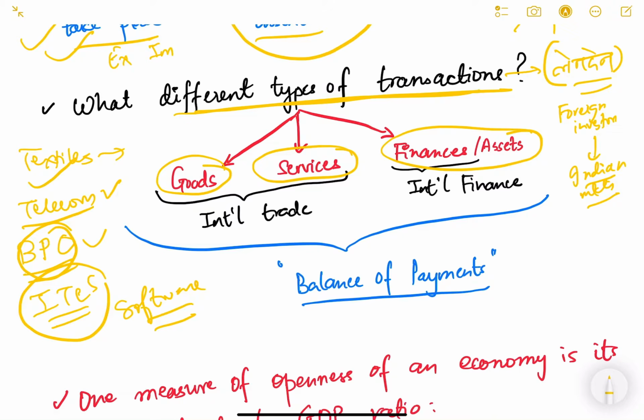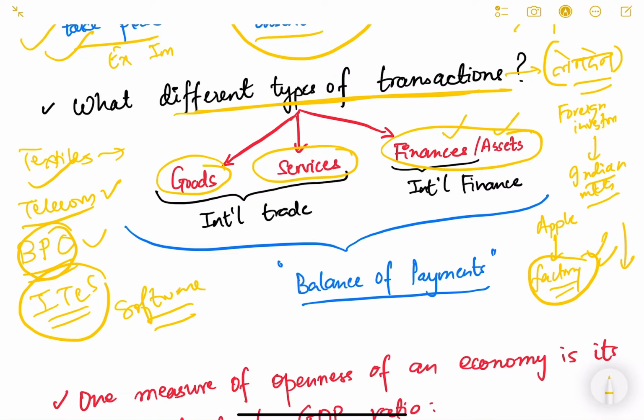Then there is one company, say for example the American company Apple, opening its factory in India. So it is a kind of foreign investment. They are purchasing land, they are purchasing different things in India. So they are doing investment, they are giving money, and they are having an asset here. So it is the transaction in assets or finances.